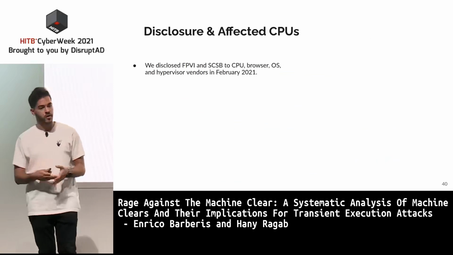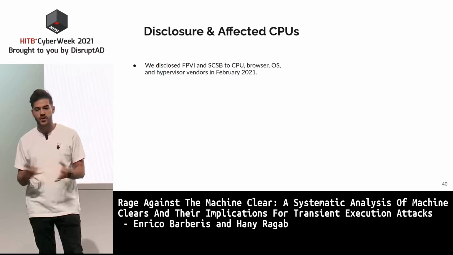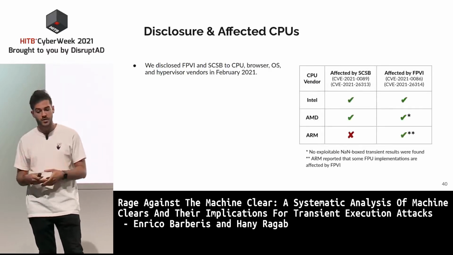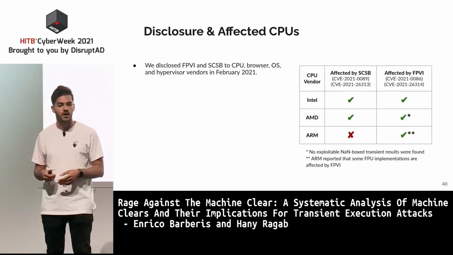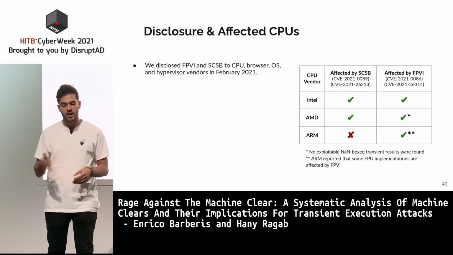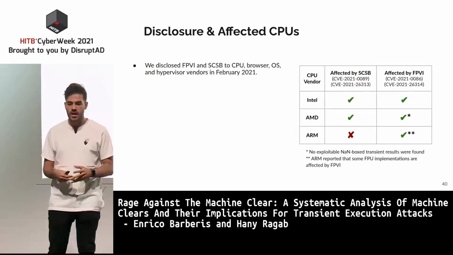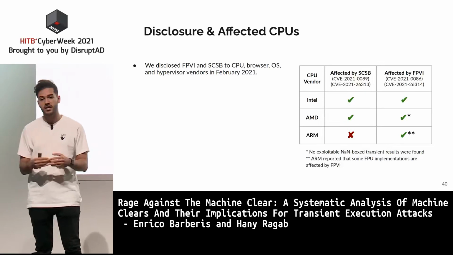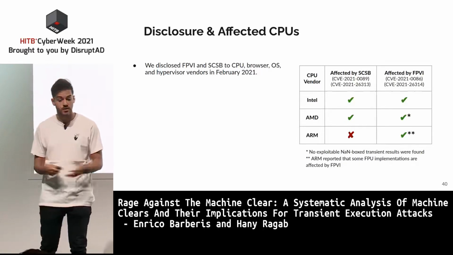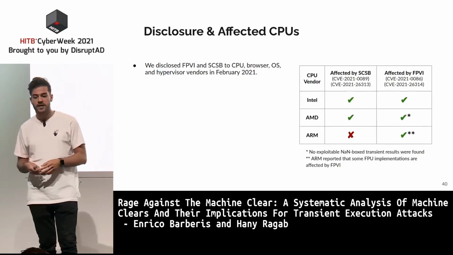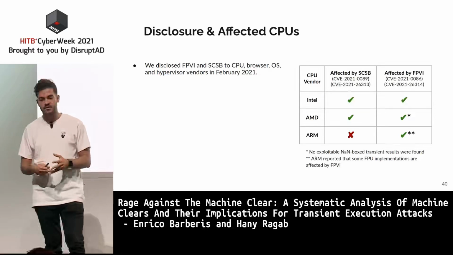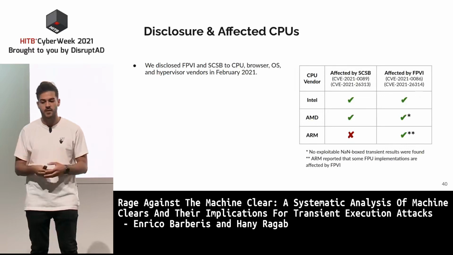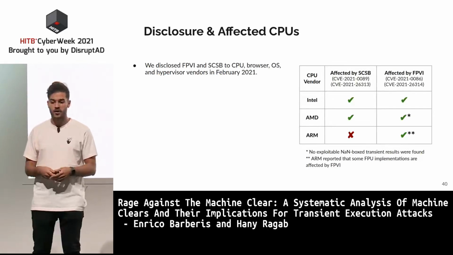So we disclosed floating point value injection and speculative code store bypass to all major CPU, browser, operating system, and hypervisor vendors earlier this year. And we also observed that when it comes to speculative code store bypass, all Intel CPUs are affected, all AMD CPUs are affected. And regarding ARM CPUs, they are not affected because the coherency between data and code is explicitly left to the user. So it's not a vulnerability in that case. Regarding floating point value injection, again, all Intel CPUs are affected by this. All AMD CPUs are affected by this. And also ARM CPUs. We were informed after our disclosure that some floating point implementations on ARM processors are affected by floating point value injection.